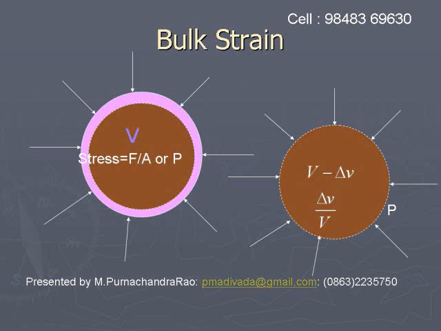Now we know that pressure is the force applied per unit area. Hence, the pressure becomes equal to stress, because pressure is force per unit area. And strain will be delta V by V, where delta V is the change in volume and V is the original volume. Change in dimension by original dimension, delta V by V, is the strain. This strain is called bulk strain, and the stress or pressure is called bulk stress. Like this, we find the relations for bulk stress and bulk strain.